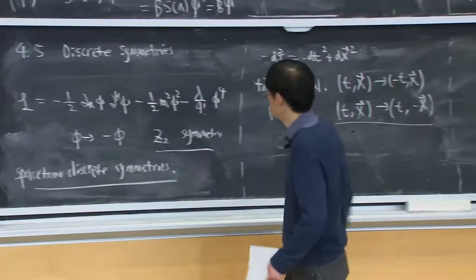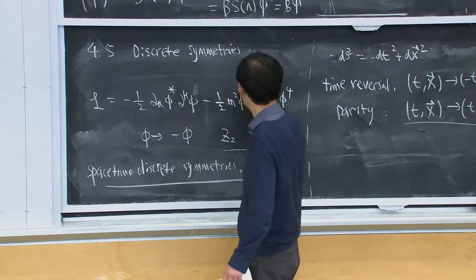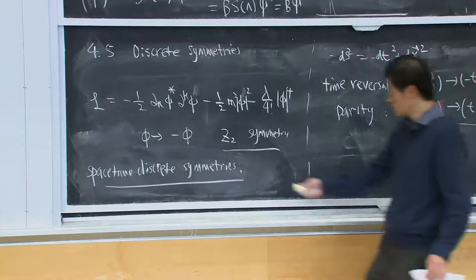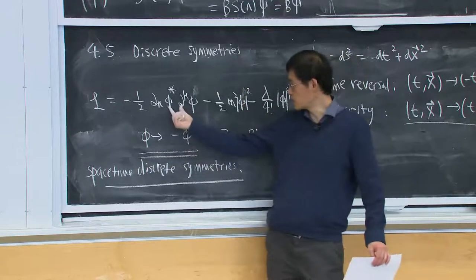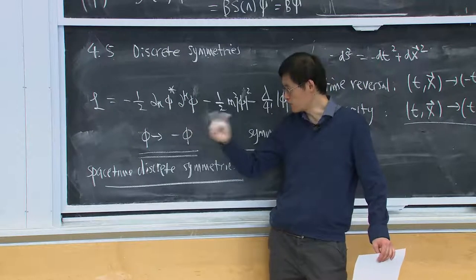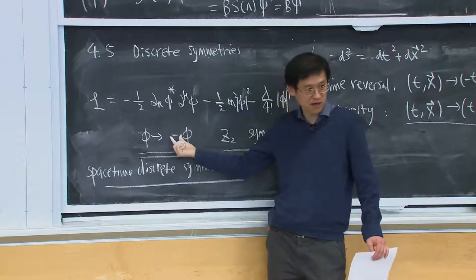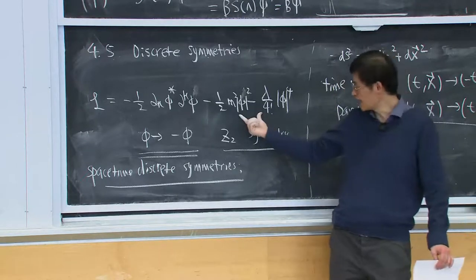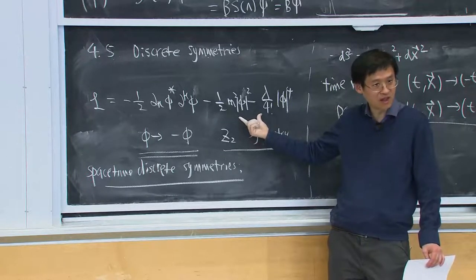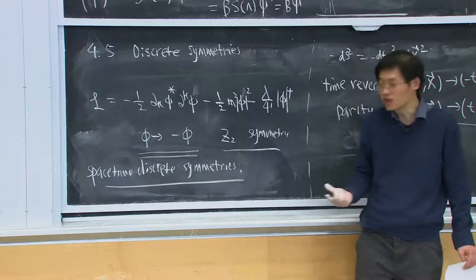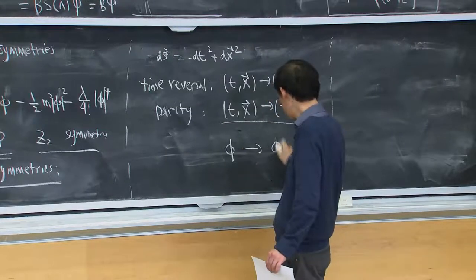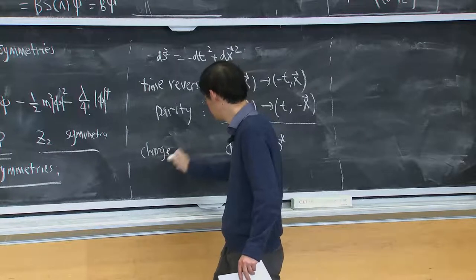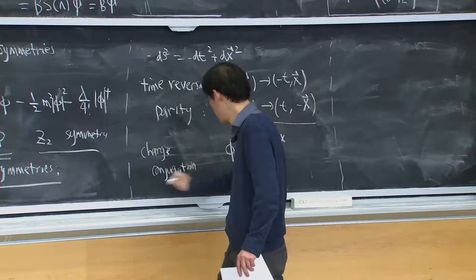If you consider a complex scalar field, then this is no longer an independent discrete symmetry, because remember, we can rotate phi by a phase. If you take that phase to be pi, say e to the i pi, then you get minus phi. So it's part of the continuous symmetry. But there is nevertheless another discrete symmetry here. Can you see what it is? Yes, good, you can take phi to phi star. You can exchange phi with phi star, like complex conjugation. This is often called charge conjugation.